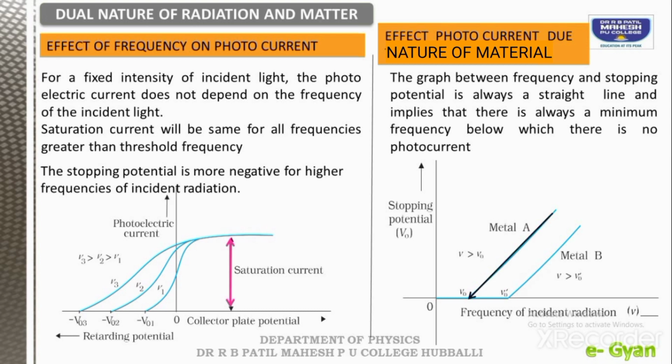You can see in the graph that this represents a straight line. Similarly, the second one also represents a straight line. Therefore, we can say it reaches a stopping potential of zero, but the frequency does not reach zero. So, there is a minimum frequency below which there is no photocurrent.